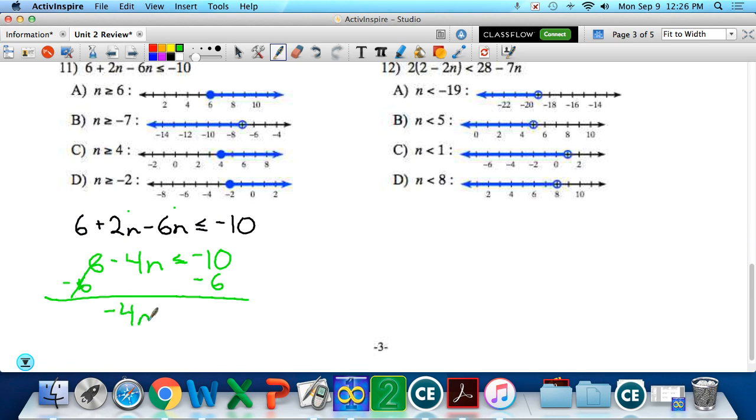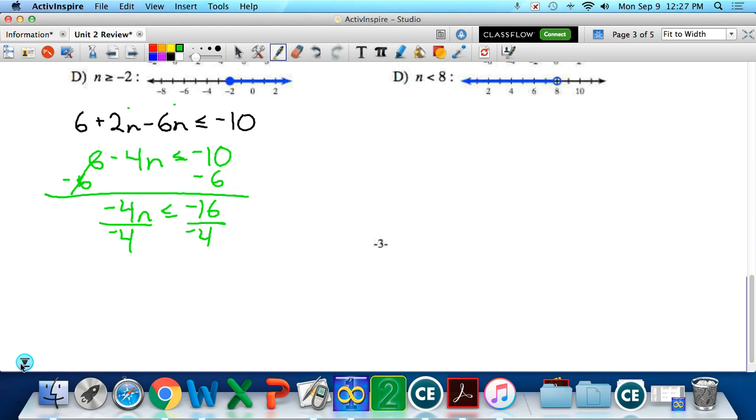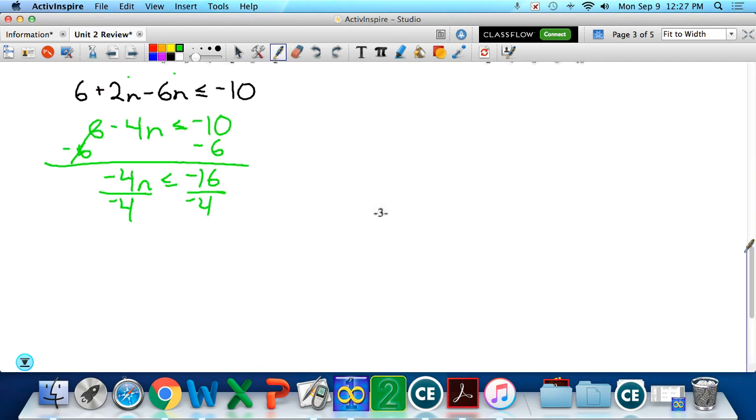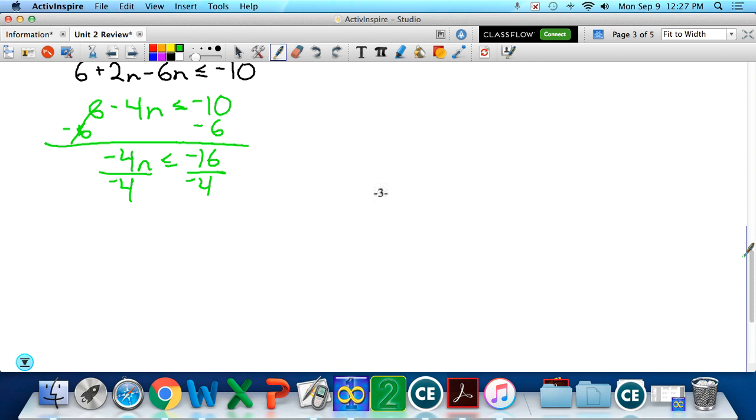We get negative 4n is less than or equal to negative 16. Divide by negative 4. Divide by negative 4. And that's when something interesting happens. Okay? I went too far. Because that was the one little extra rule to inequality solving. Was that whenever you divide by a negative, we flip the sign.